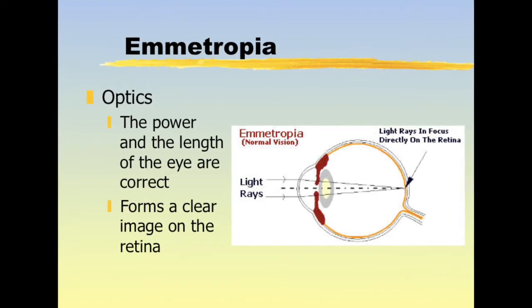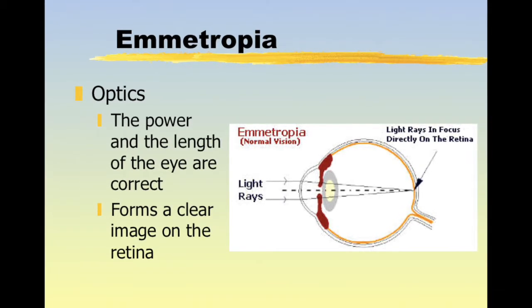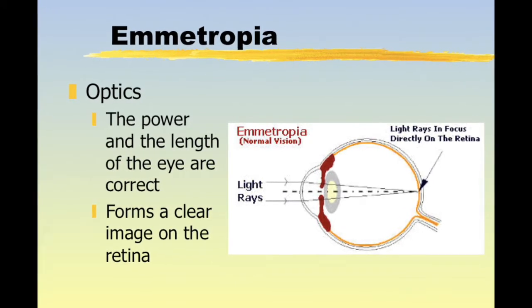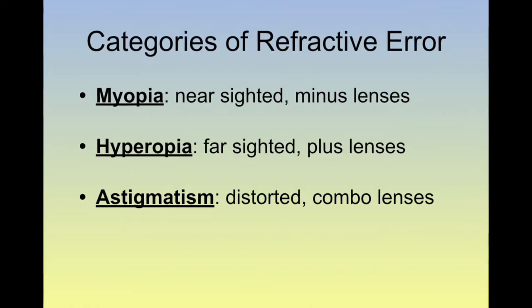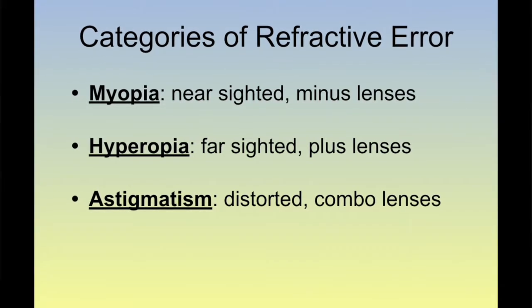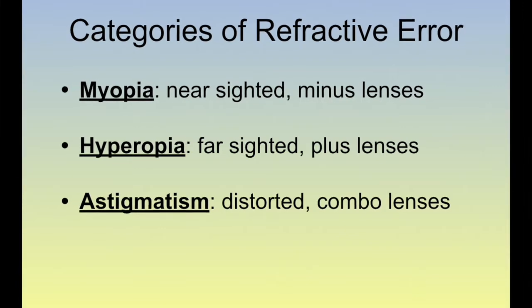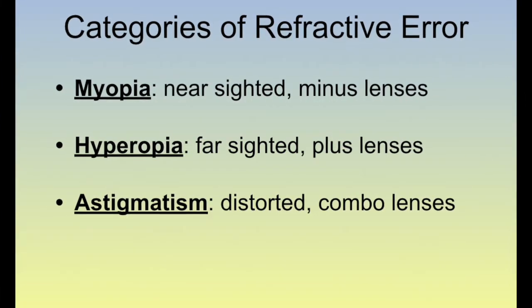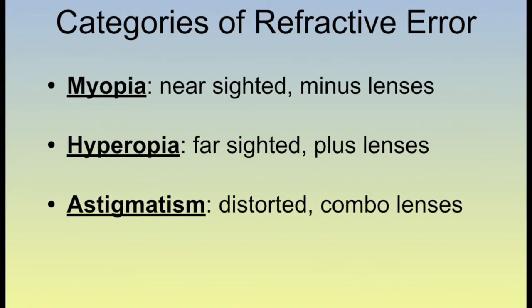So the power of the eye and the length of the eye are exactly correct, so that as the light rays pass through the cornea and the lens, they come into a nice focus on the retina. What we really want to talk about here, though, are the various categories of refractive error. When the eyes are not exactly proper in terms of power or length, then you get refractive errors such as myopia, commonly known as nearsightedness, hyperopia, known as farsightedness, and astigmatism.